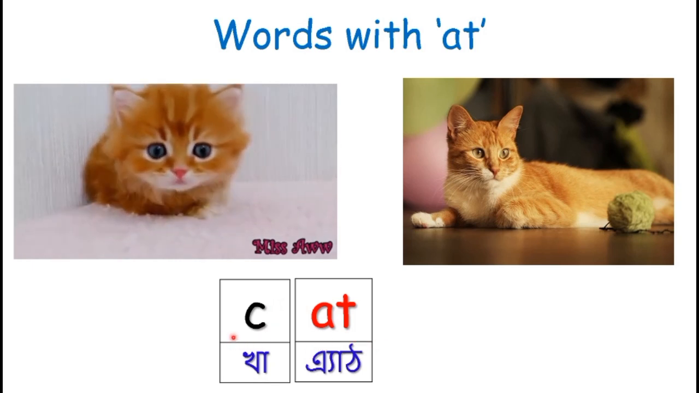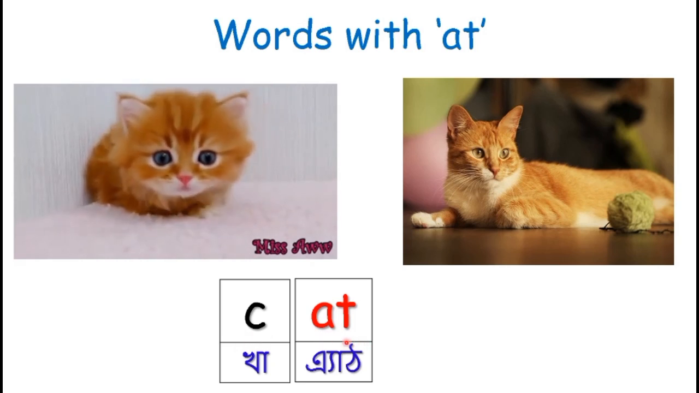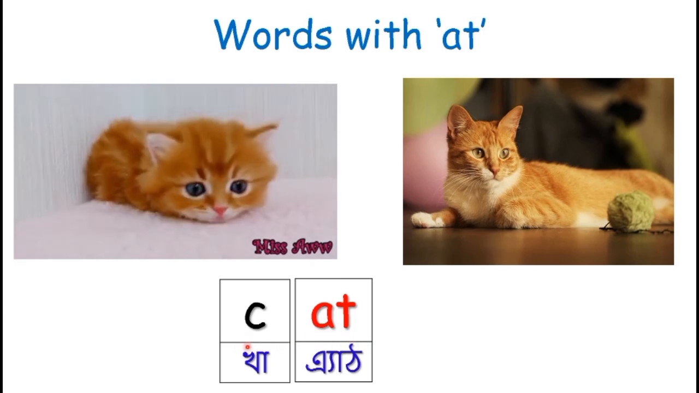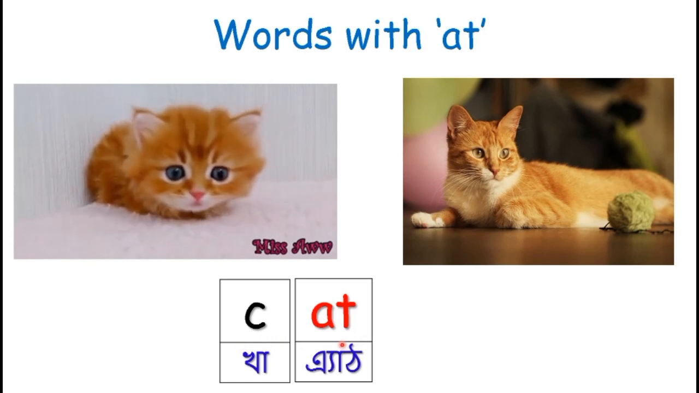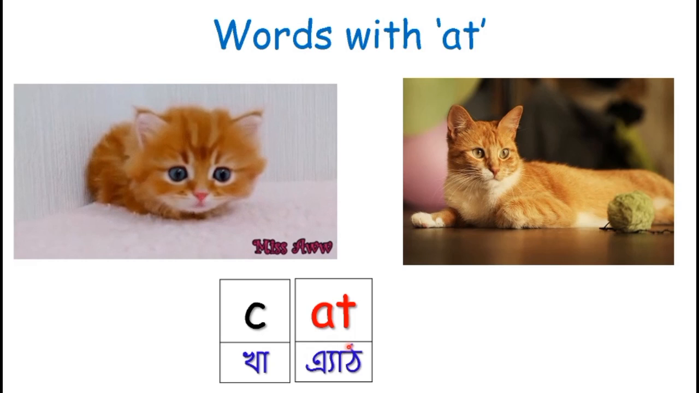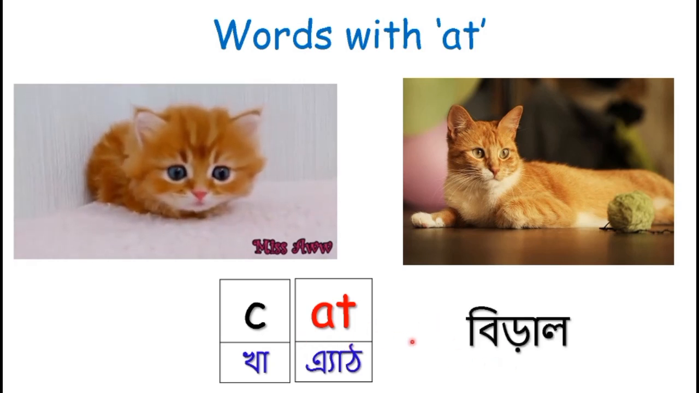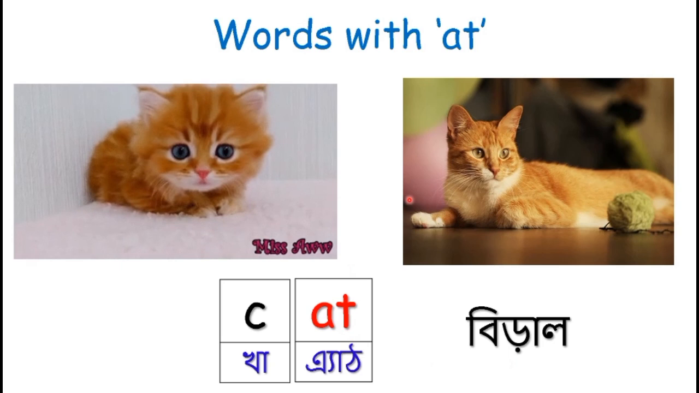So all together we will say at, ka at cat. We won't spell like this, ka at cat. No, we have to say at first. At, ka at cat. One more time. At, ka at cat. And cat means biral. Moving on, next slide.